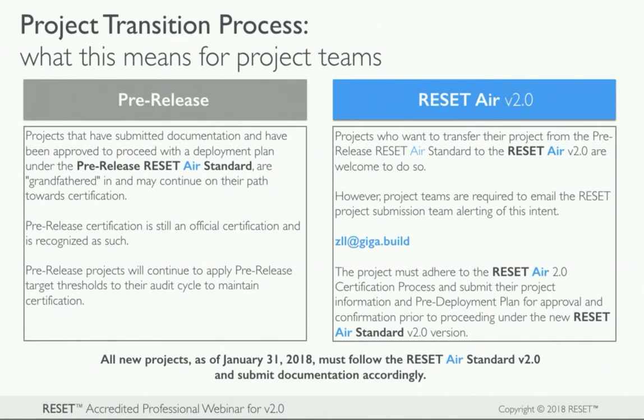So the transition process, what does this mean for project teams? If you have a project that submitted documentation under the pre-release version, you've been approved to proceed with a deployment plan, and you are proceeding either in the middle of your certification or you're about ready to deploy under that pre-release version, your project is grandfathered in and you continue on your path towards certification. You need not concern yourself with the changes that were made during the Reset Air version 2.0.